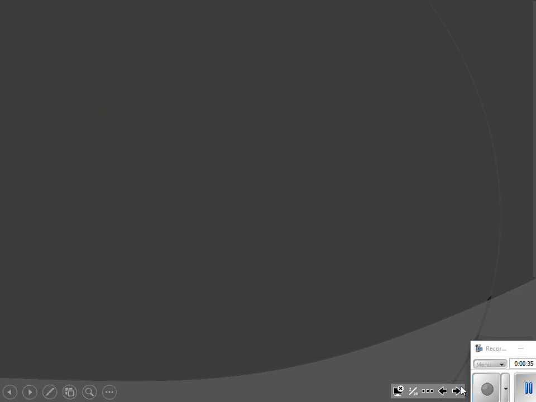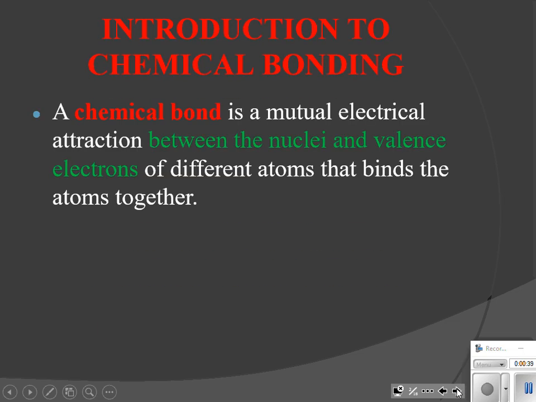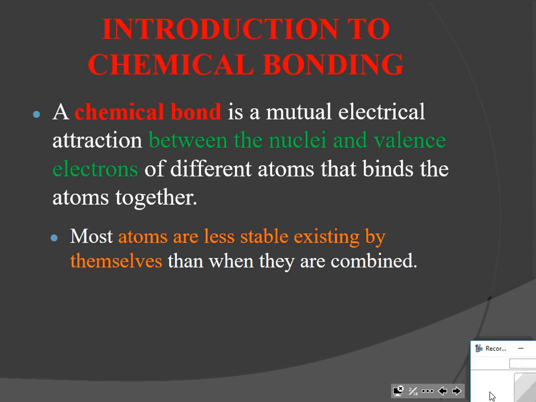So, a chemical bond is a mutual electrical attraction between the nuclei and valence electrons of different atoms that bind the atoms together. Most atoms are less stable by themselves than they are when they are combined. You're going to see, folks, when we're discussing this, that it's all about stability.